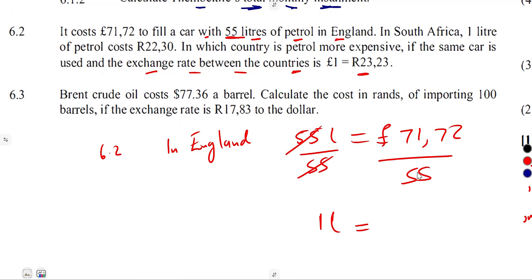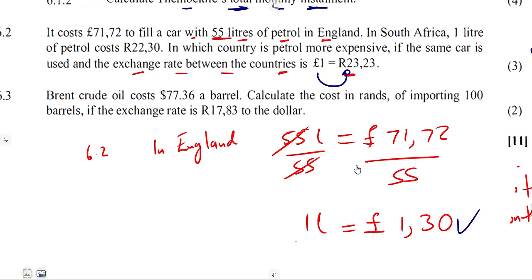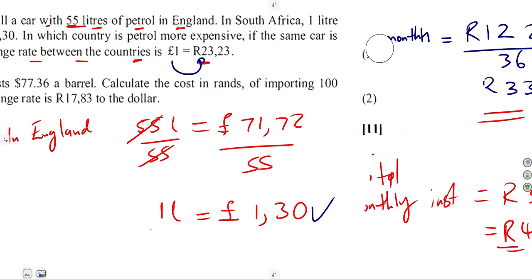So 1 liter costs how much? 71.72 divided by 55. It was going to be 1 liter approximately 1.30 pound. It's approximately 1 liter to that. So this is the cost of a liter, 1.30 pound. But remember, we're given that each pound is equal to what in rands, because in South Africa, we have the cost in what? In rands. We already have that one.